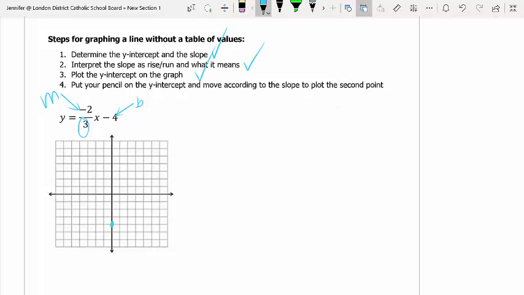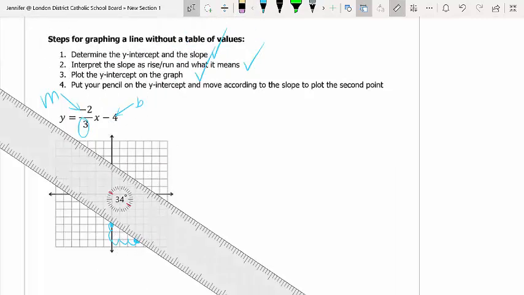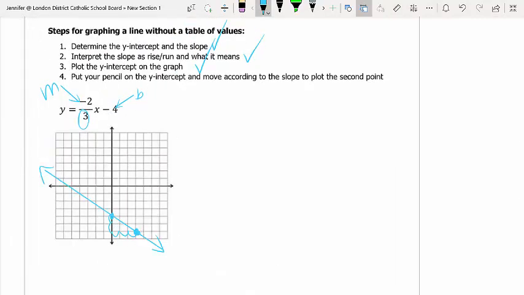Then put your pencil on the y-intercept and move according to the slope to the next point. So my pencil is on the y-intercept, and according to the slope, I'm going to go down 2 and to the right 3, and plot my second point. Now I'm going to connect the dots, and I will have my line. There's my graph.